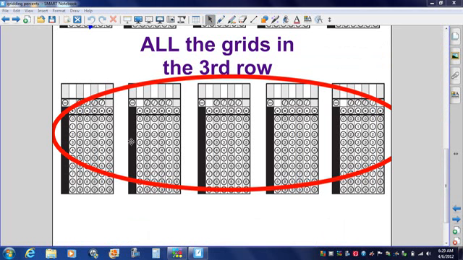For today's podcast, we are going to fill in all the grids in the third row.